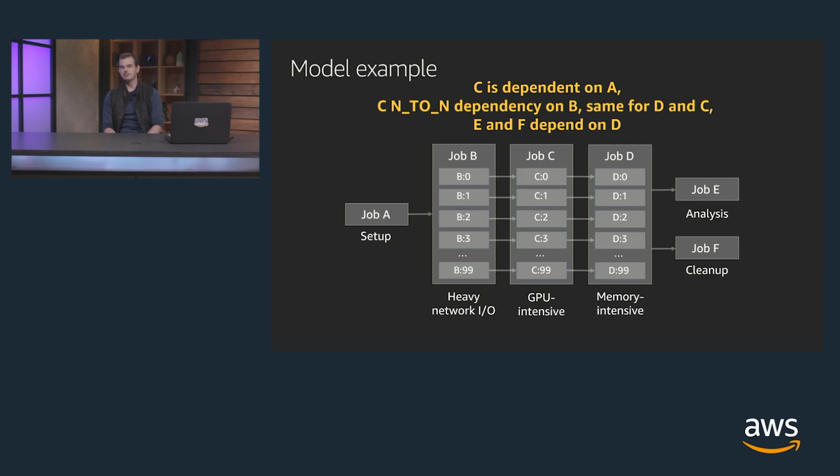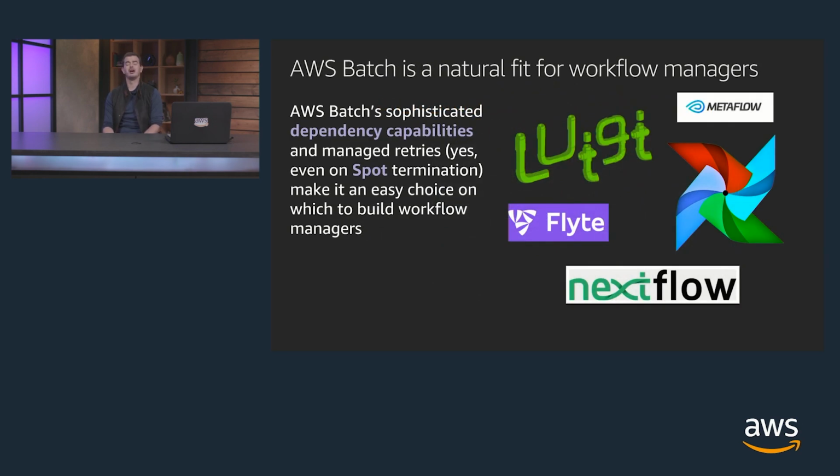Because of this, Batch is a natural fit for workflow managers like we're going to talk about. So we have not only dependency capabilities, but managed retries. Even if you're using spot, Batch will manage that retry for you on a spot termination. To see a little more about how spot works with Batch, I encourage you to take a look at some of the other AWS Batch videos that we have on the site. But again, we see things like Luigi, Airflow, and Nextflow, a popular genomics workflow manager. Netflix recently released their machine learning workflow manager called Metaflow, and of course we're here to talk about Flight today.